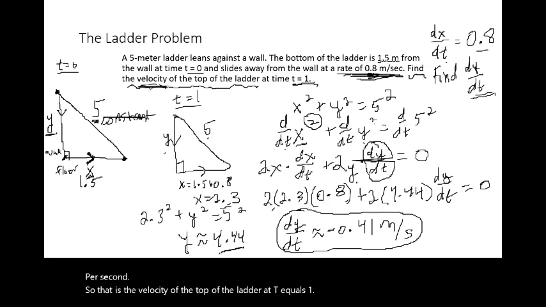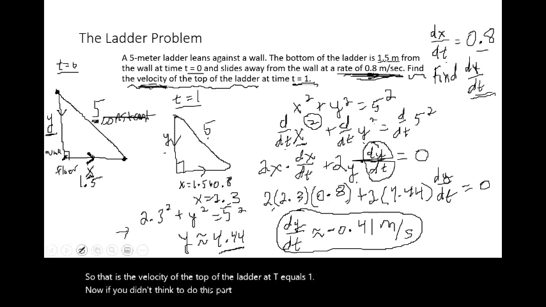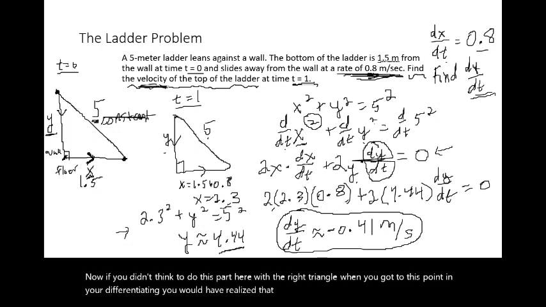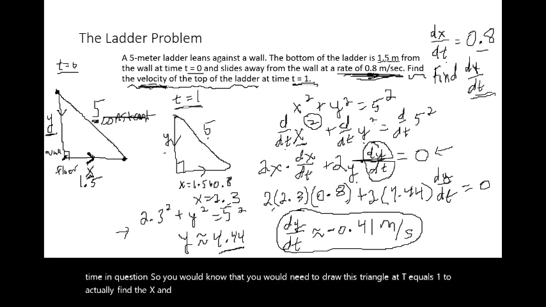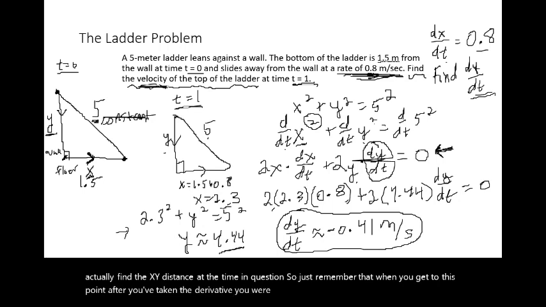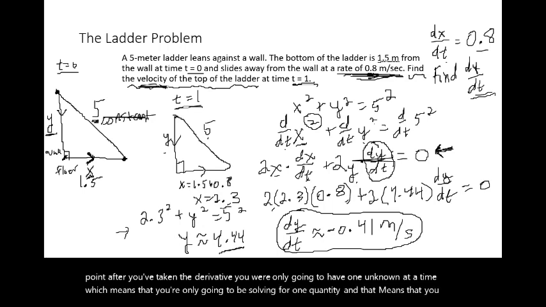Now, if you didn't think to do this part here with the right triangle, when you got to this point in your differentiating, you would have realized that you don't have the x and the y distance at the time in question, so you would know that you would need to draw this triangle at t equals 1 to actually find the x and y distance at the time in question. So just remember that when you get to this point after you've taken the derivative, you are only going to have one unknown at a time, which means that you're only going to be solving for one quantity, and that means that you need everything else in the equation.